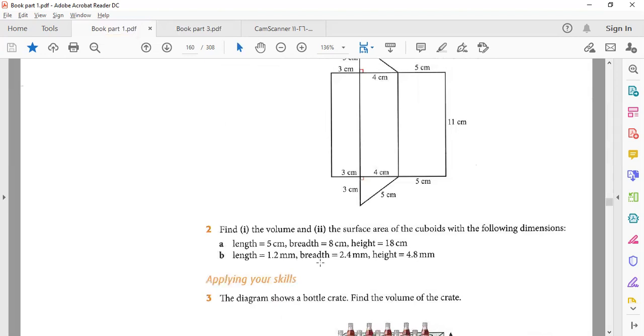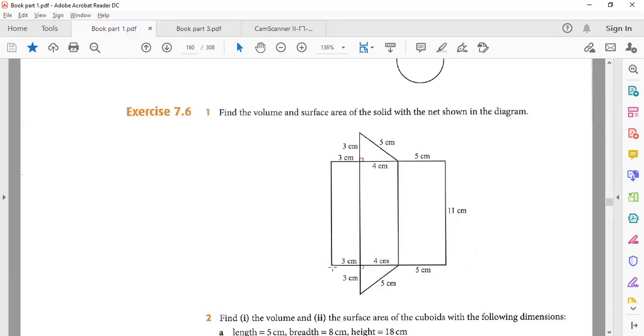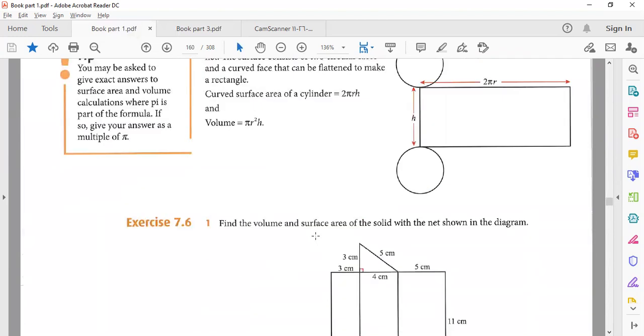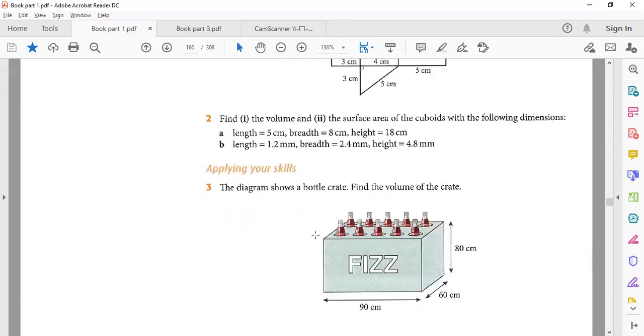Now, same like this you can solve, using the formulas above. With the help of that, you can find the rest of these questions.